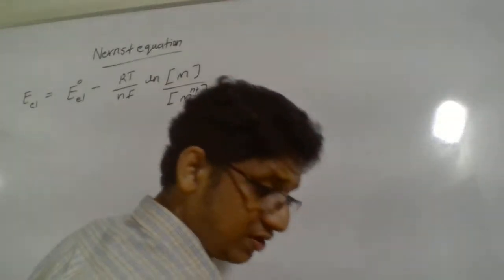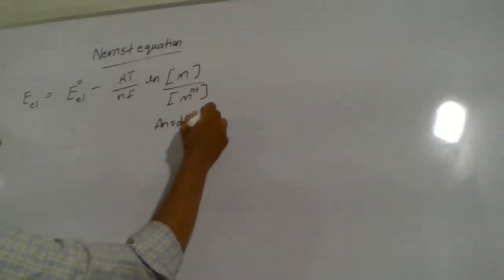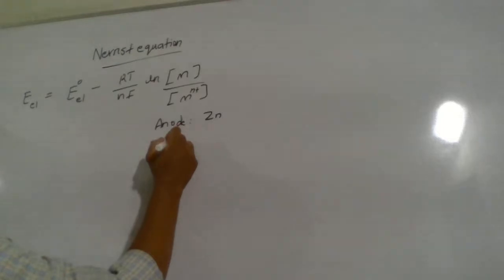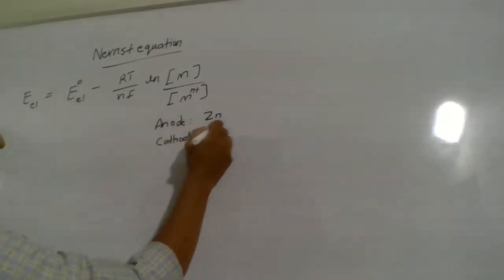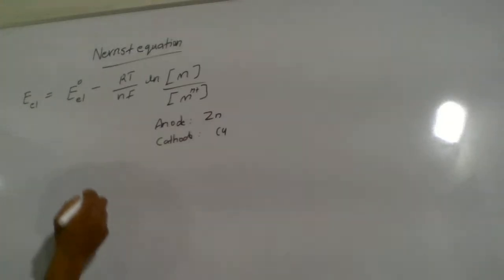Now consider that you have a Nernst equation for a particular electrode. Can you find the electrode potential of a cell? Yes. Let us think of the Daniel cell. In the Daniel cell, the anode is zinc and the cathode is copper, right? So let us now find the electrode potential of zinc.